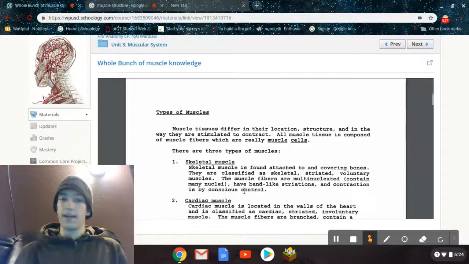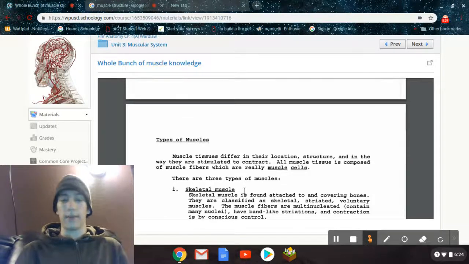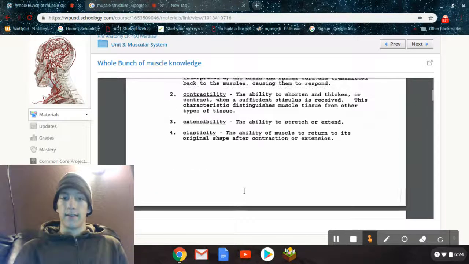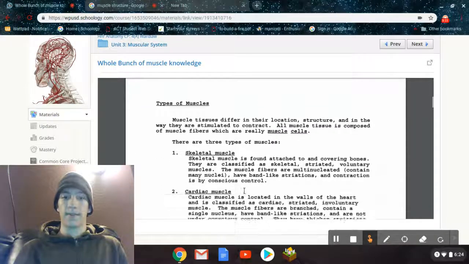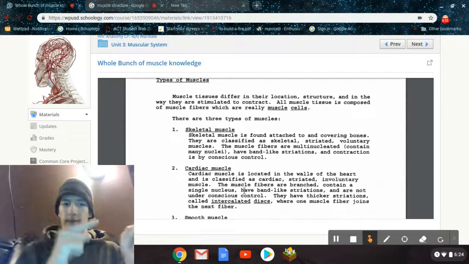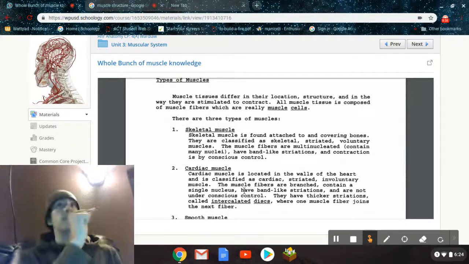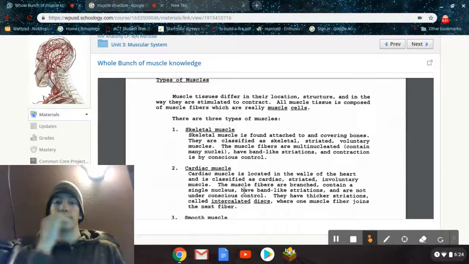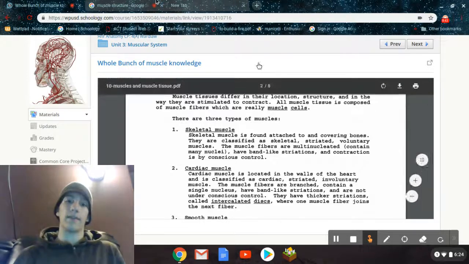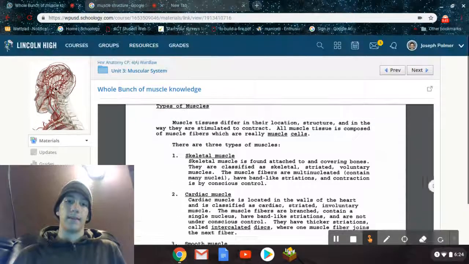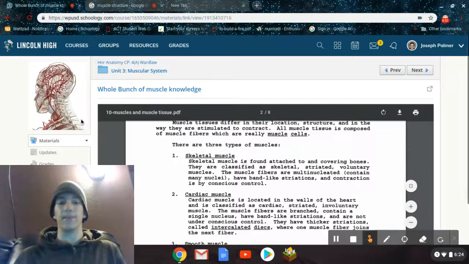There are plenty of different types of muscles, like we've already discussed. I'm sorry if this thing is being weird. It's just what I was provided for class with Wardlaw. It's under Unit 3 Muscular System under the name Whole Bunch of Muscle Knowledge. You can tell he named it himself.